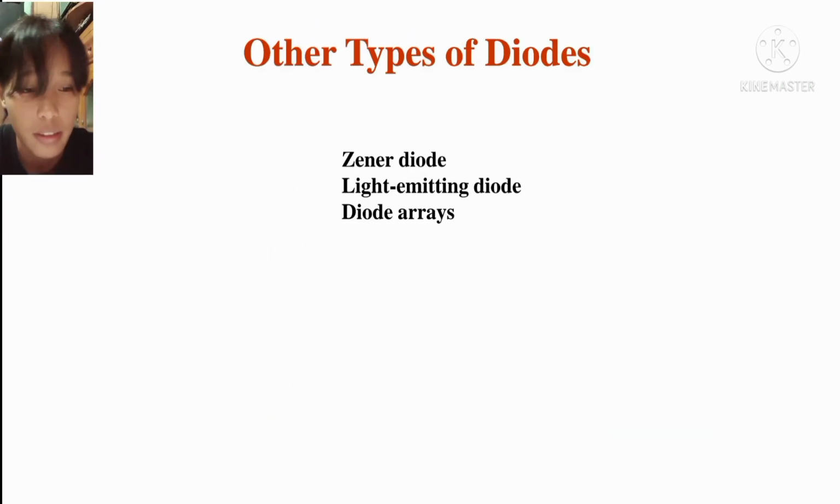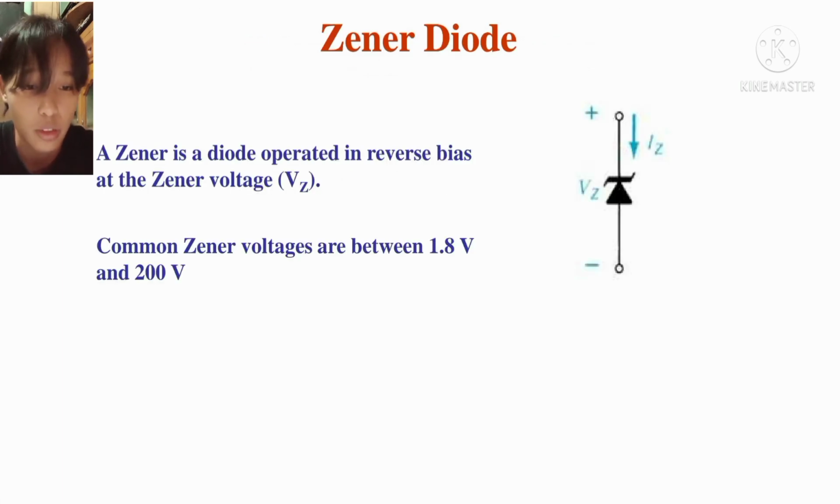So we have here the other types of diodes. We have the Zener diode, the LED or the light emitting diodes, and the diode arrays. The Zener diode na discuss natin kanina, it is a diode operated in reverse bias at the Zener voltage. So ito yung may Zener breakdown sa Zener region. Common Zener voltages are between 1.8 volts and 200 volts.